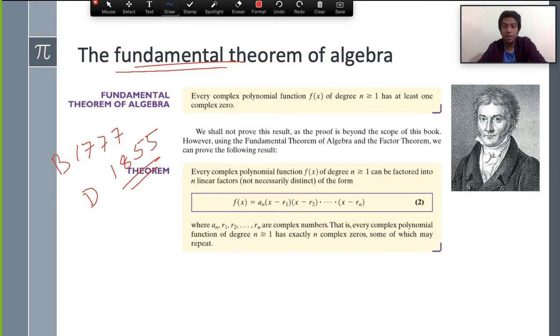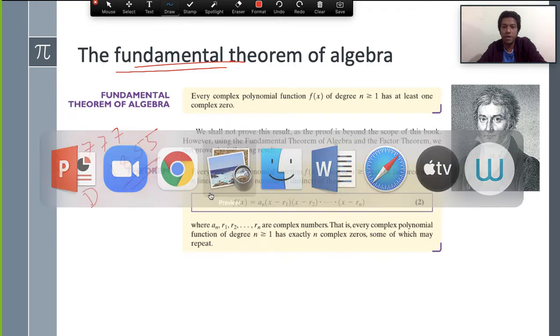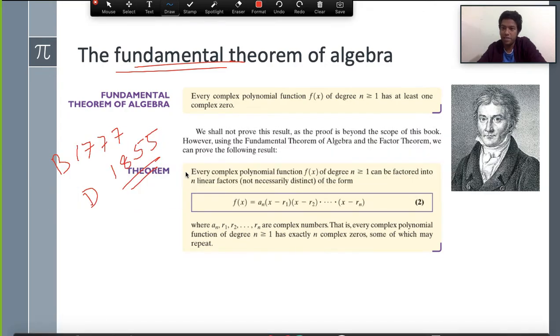Here, the fundamental theorem of algebra is telling us how many roots you will get from a polynomial function. In simple words, everything written here means how many roots you will get in a complex, in a function, in a polynomial function.